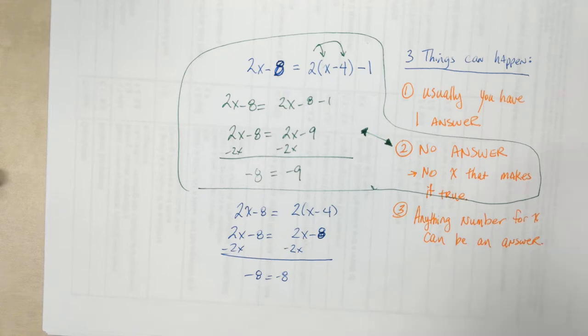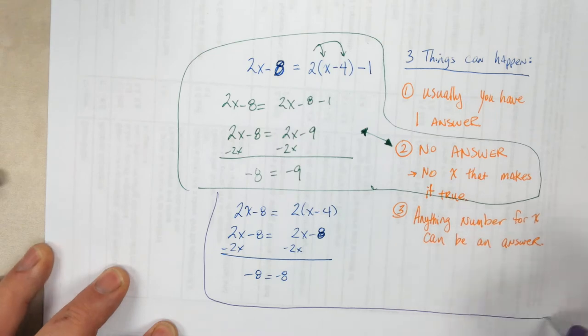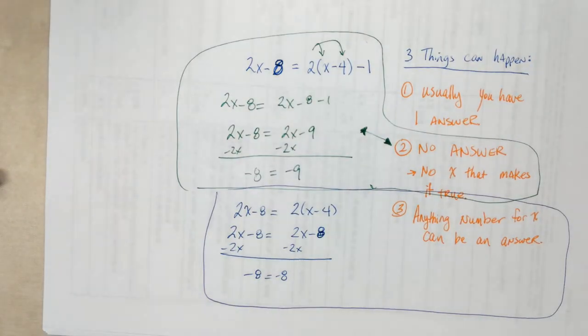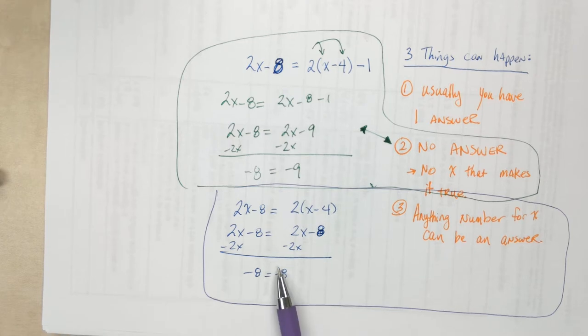That's true. So, if you're left with negative 8 equals the same number, with no letters or anything like that, you're good? Yeah, you're done. They match. Finished. It matches. It's true. So, that means anything is an answer. So, like, let me give you an example. Celine, give me a number. Like, what number do you think?